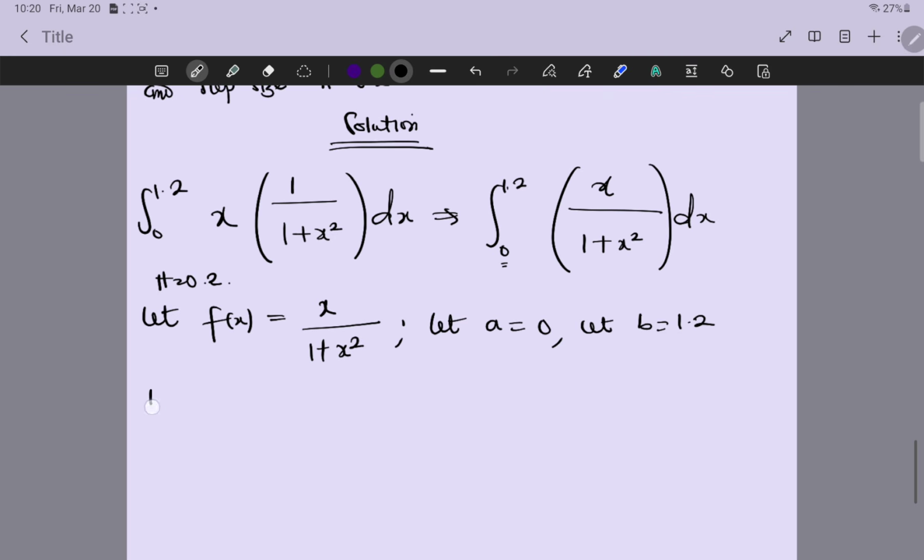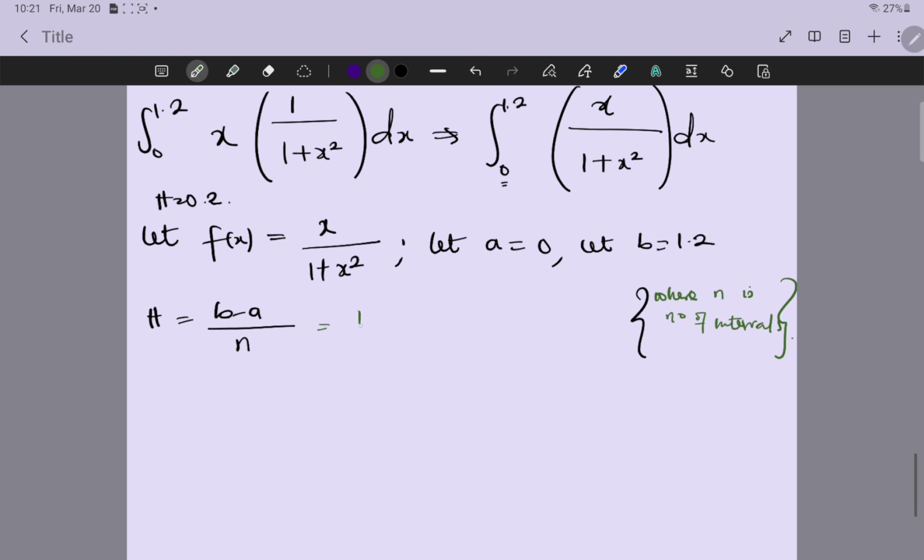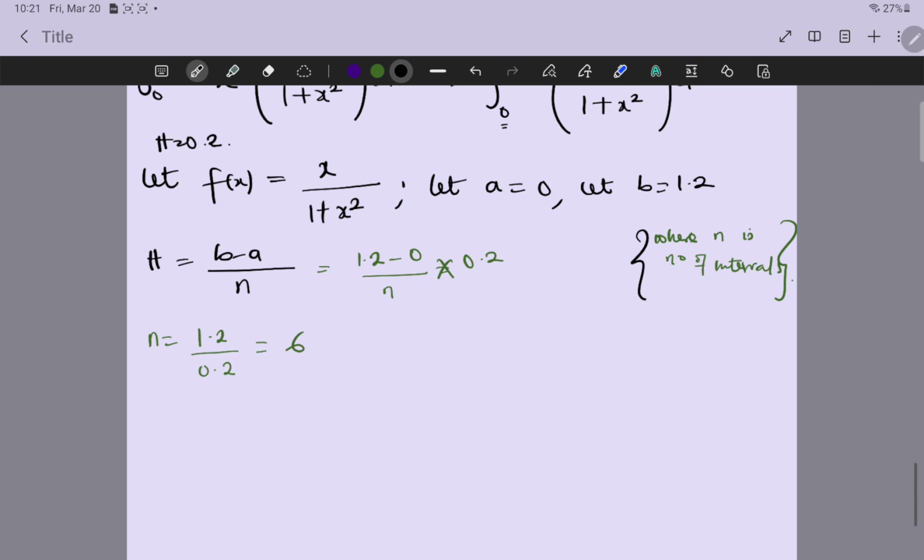That means that h is equal to b minus a over n, where n is the number of intervals. Let's not forget the number of intervals. So 1.2 minus 0 divided by n is equal to, now they gave us h is 0.2. To get n, we make n the subject of the formula, so n is equal to 1.2 divided by 0.2, and that gives us 6. Okay, so having said that, let's get the party started quickly.